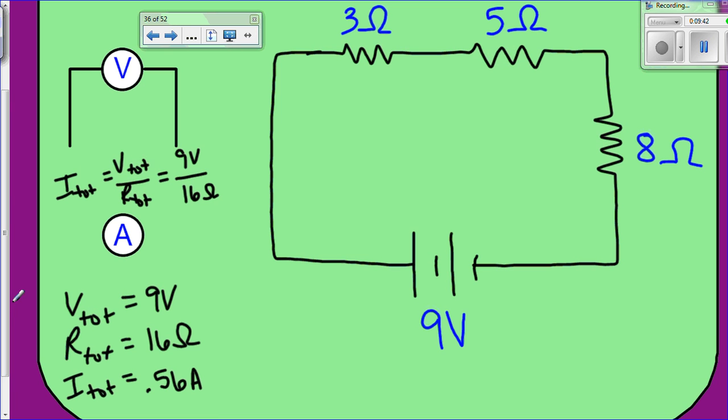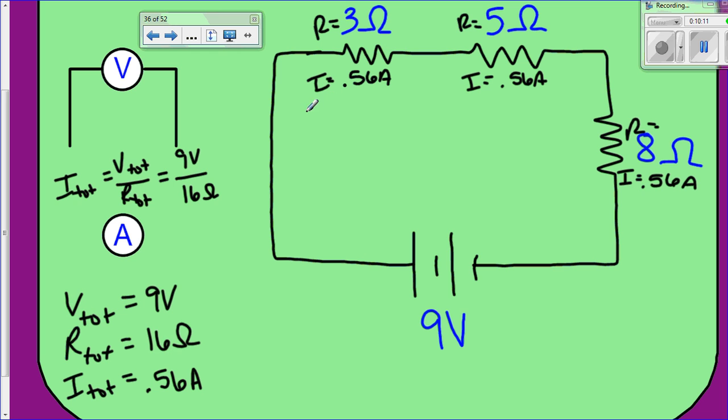And so, let's write that up there. I've got 0.56 amps is the amount of current here, 0.56 amps is the amount of current here, and 0.56 amps is the amount of current there. Now look, we have the R for each one of these spots, and we have the I for each one of these spots. All that's left to do is to figure out what the voltage or the potential difference is at each one of these spots. Okay, we're going to find that using Ohm's law again, but this time we're going to use the individual values for those spots.